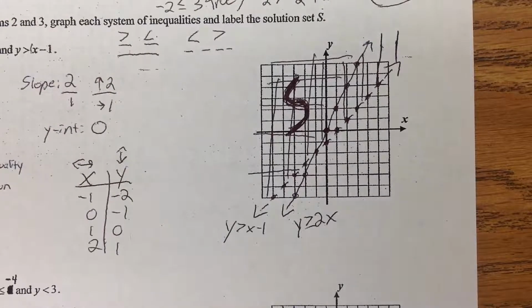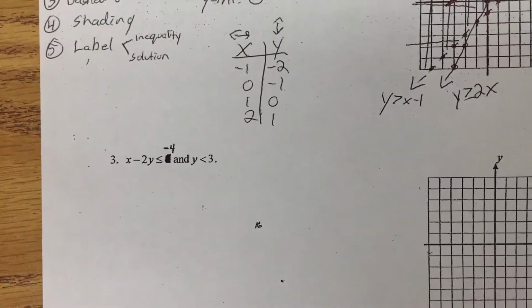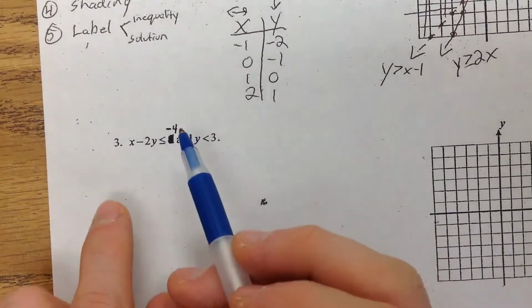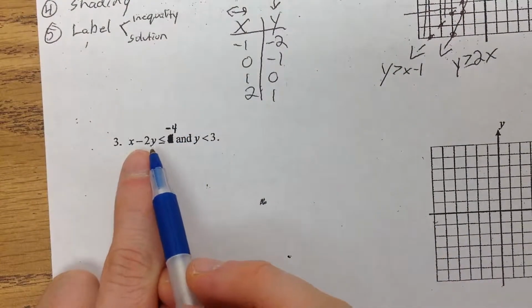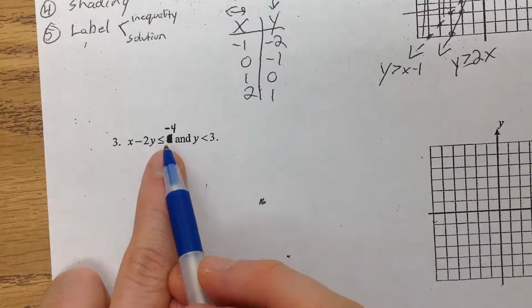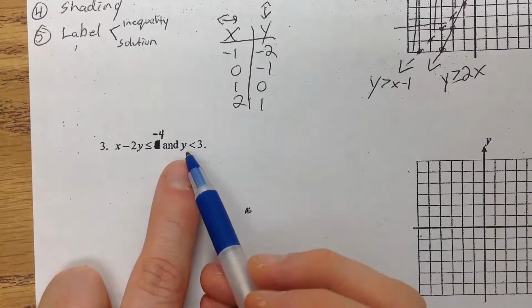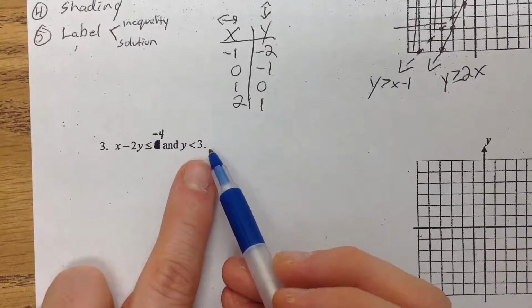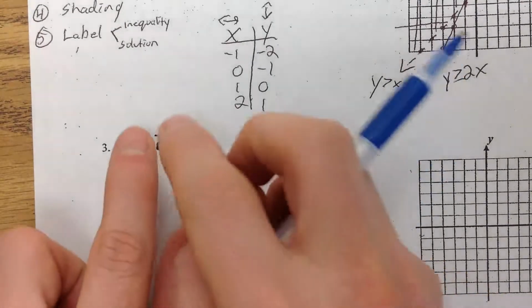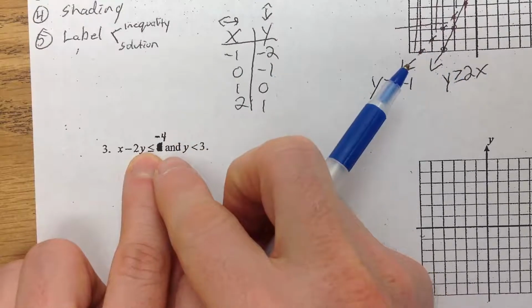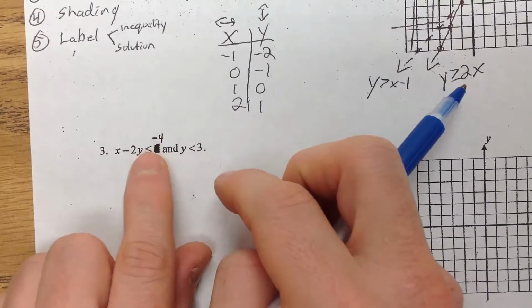All right, let's take a look at number 3. So we have, again, two inequalities. X minus 2y is less than or equal to negative 4. And then we have this one over here, which is just y is less than 3. All right? Remember, the one that looks like the L is kind of your less than. So these are both less thans.